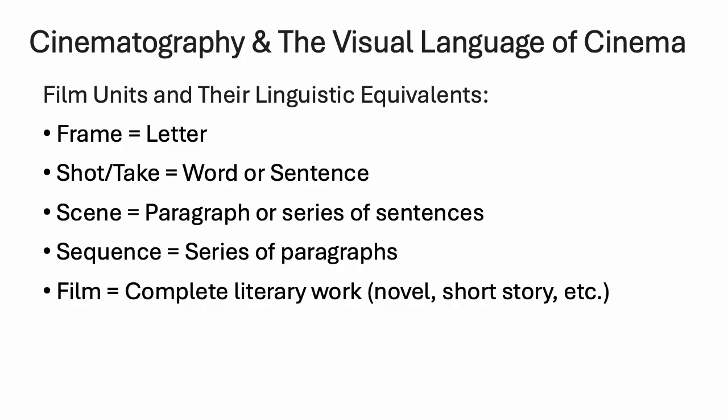Let's now take a look at how the basic units of cinematography relate to the visual language of cinema. We'll take a look at these basic elements and their linguistic equivalents. We'll start with the frame. Now, a frame is equal to the letter or a character. The shot or take is equal to the word or a sentence. A scene is a paragraph or series of sentences. A sequence is a series of paragraphs. And a film would be the equivalent to a complete literary work, like a poem or a novel of some kind.